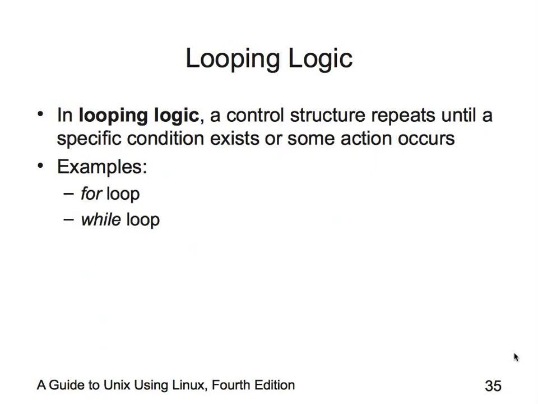Looping logic. With decision logic, you want to execute an instruction set based on a particular criteria. With looping logic, you want to execute the same instruction set some number of times based on the criteria. The two types of looping logic we're going to talk about are for loops and while loops.